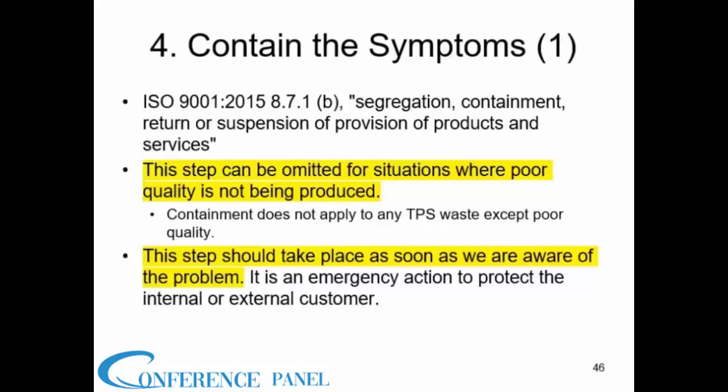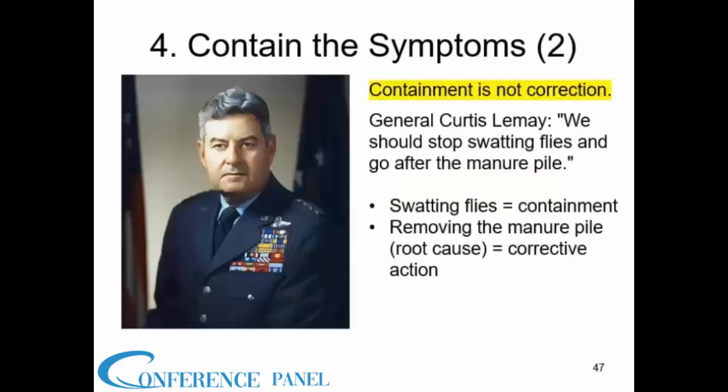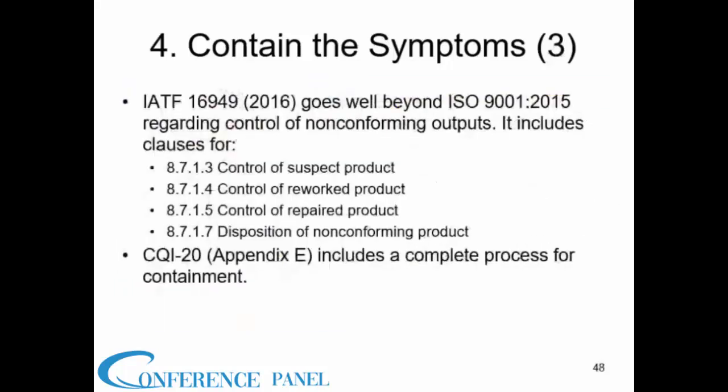Containment. This can be omitted for situations where poor quality is not being produced. Its purpose is to prevent the poor quality from reaching the customer. One thing, it's important to not confuse containment with correction. IATF 16949 goes well beyond ISO 9001 regarding control of non-conforming outputs.